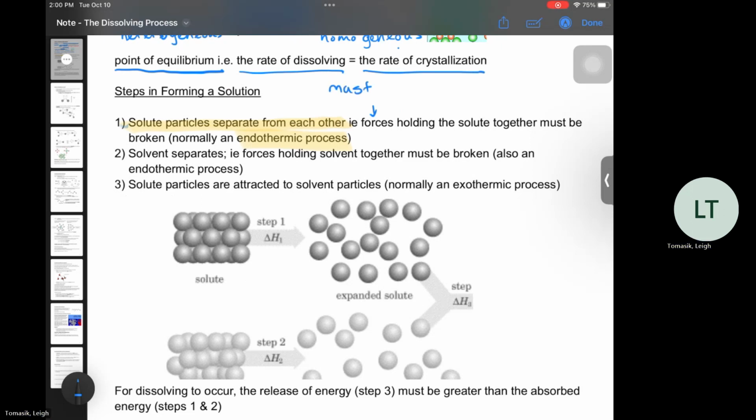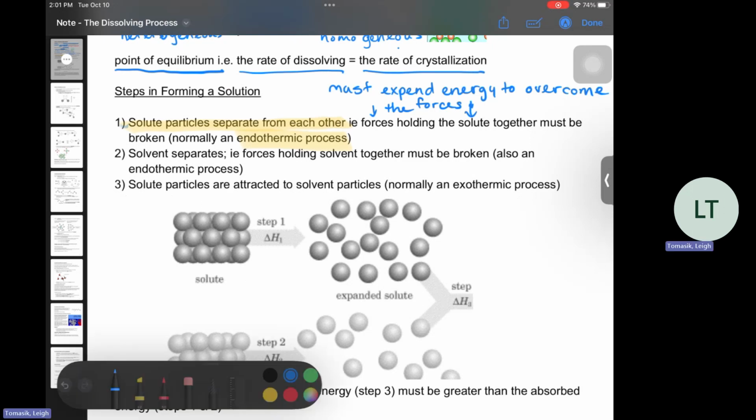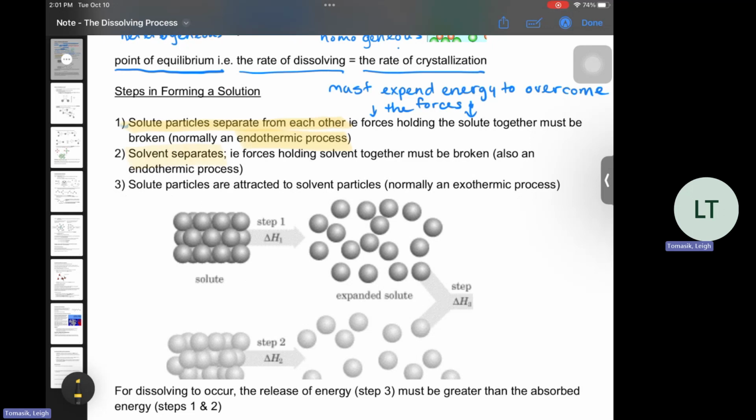We must expend energy to overcome the forces holding the solute together. Okay, then the solvent particles separate. They move away from each other. And this is also endothermic because there are also forces holding the solvent together.